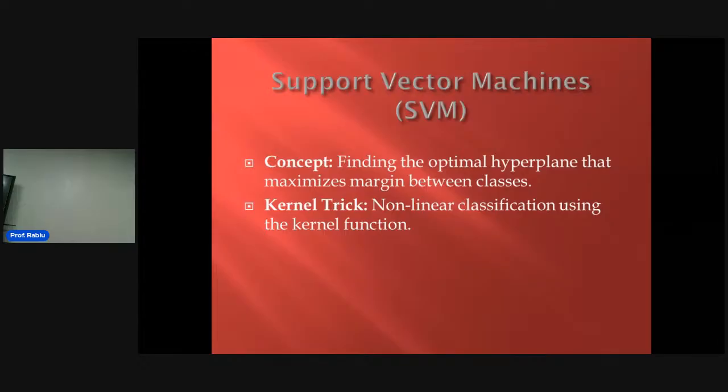Kernel tricks is a non-linear classification using the kernel function. You know what is kernel, right? Kernel, in computer we use kernel. It is the intermediate between the operating system and the machine. Basically, whatever goes from the operating system goes to the kernel before it goes to the machine. And the same thing, from the machine, it goes to the kernel, then to the operating system.